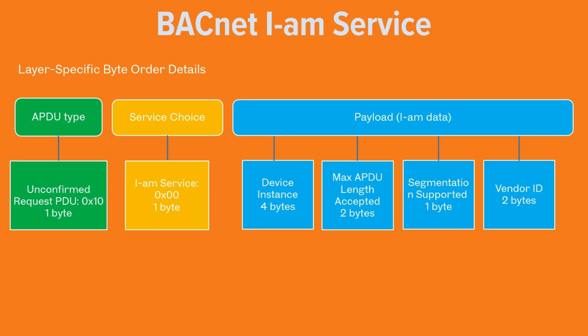So basically, the I-Am APDU is a device's business card on the network. The APDU type tells other devices this is an unconfirmed request, the service choice says specifically this is I-Am, and the payload gives all the details needed to communicate with the device. This message is compact, simple, and essential. Without it, BACnet devices wouldn't be able to discover each other or know who's out there on the network.